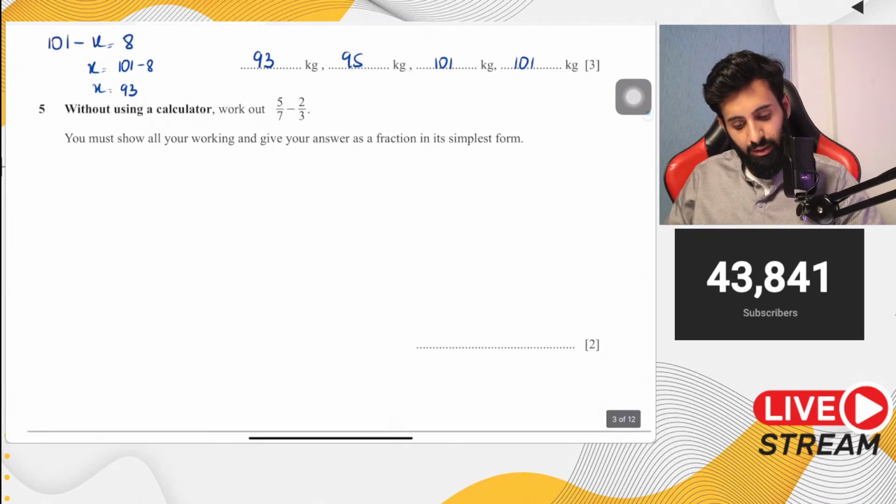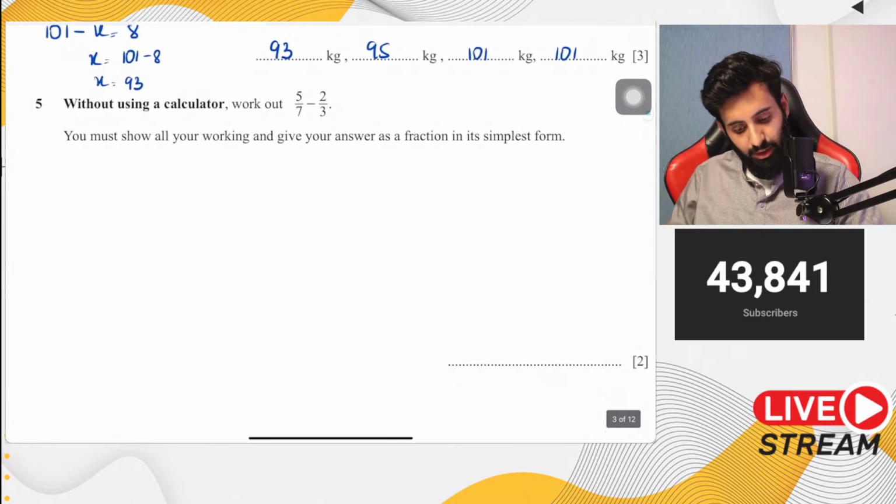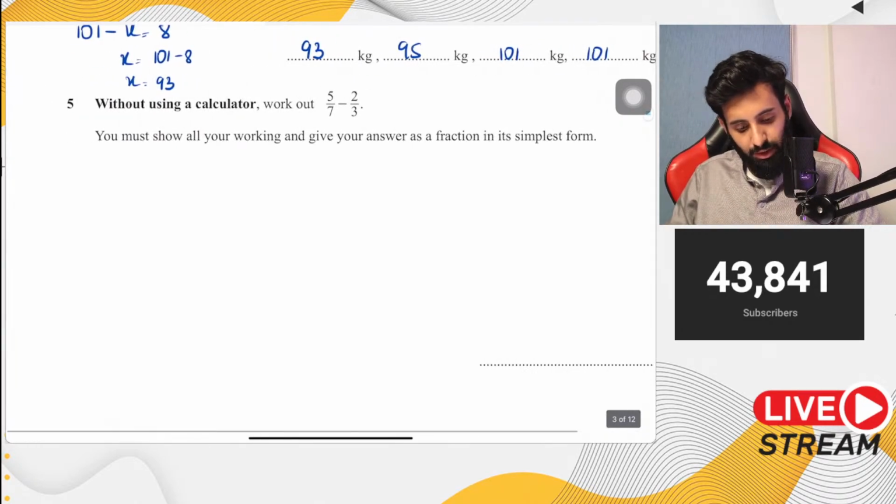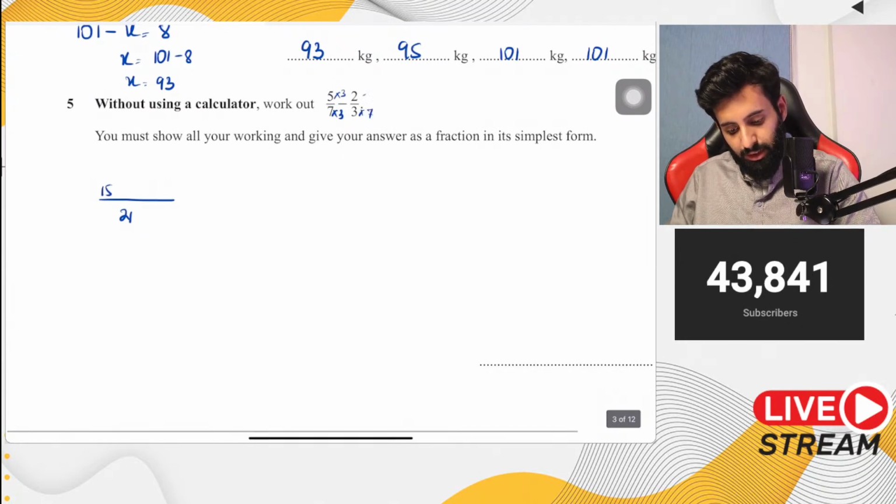Okay, without using a calculator, work out 5 over 7 minus 2 over 3. So find out the LCM. That's going to be 21. Multiply this by 3. Multiply this by 3 also. So that's 15. Multiply this by 7. Multiply this by 7. So that's 14. 15 minus 14 is 1 upon 21.